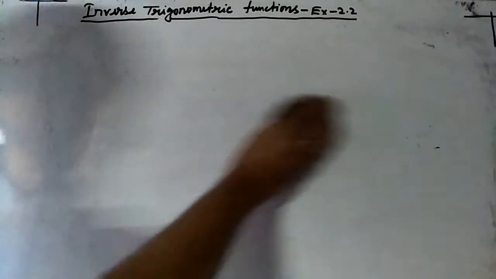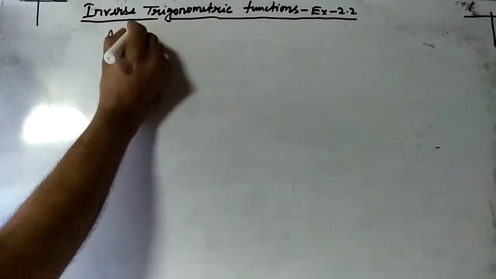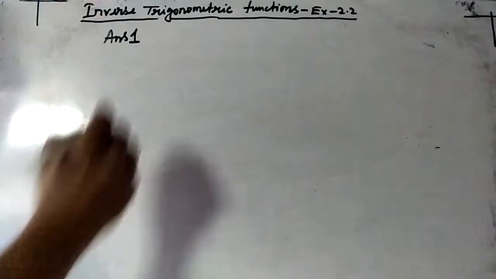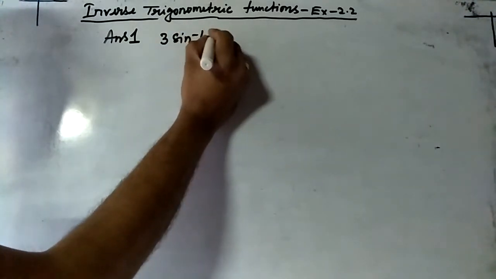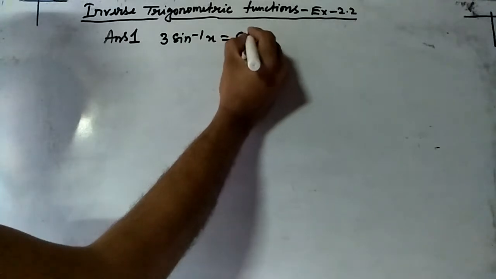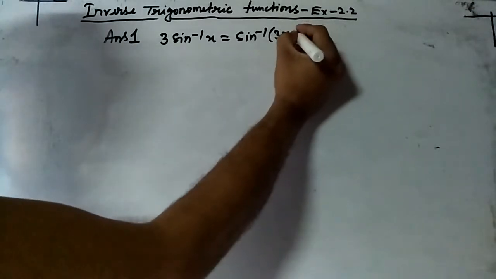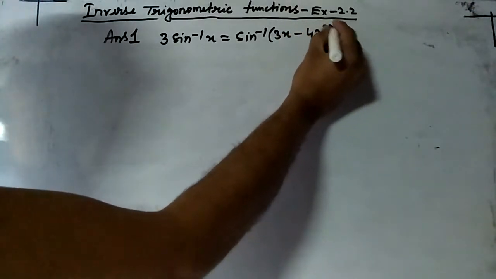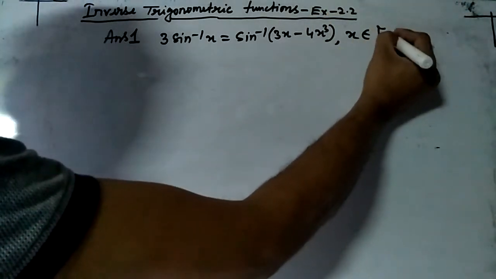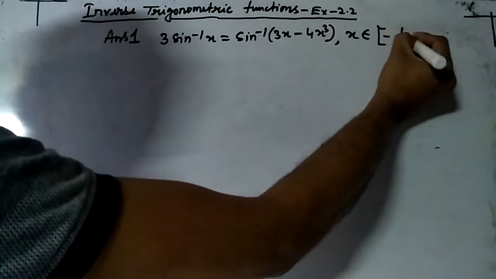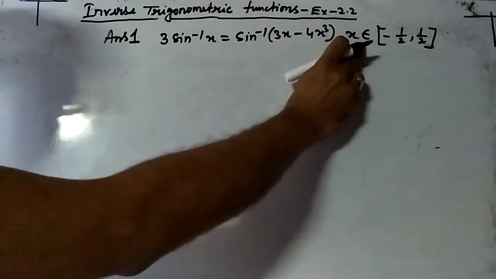Question number 1. Prove that 3 sin inverse x equals sin inverse of (3x minus 4x cube), and the condition given is x belongs to minus 1 by 2 to 1 by 2. This is very important.